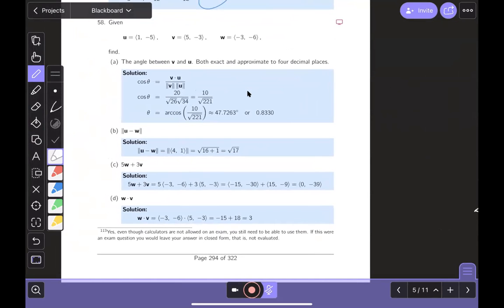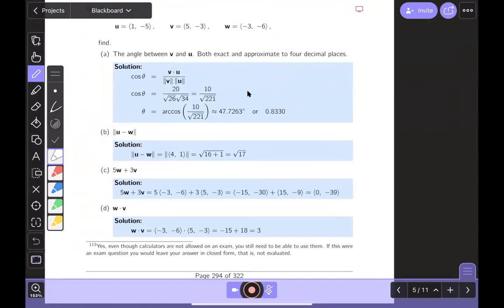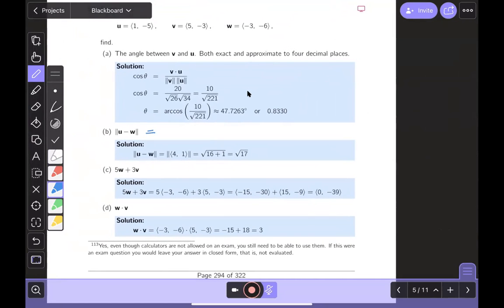So the first thing I want to do, and I'll put this down over here, equals the length of U minus W. I'm looking at it. So U minus W, that's going to be 1 minus minus 3, which is 4, comma, minus 5 minus minus 6, which would be 1. And what's the length of this thing over here? The root of 4 squared is 16, 1 squared is 1. It's root 17. Got that done.